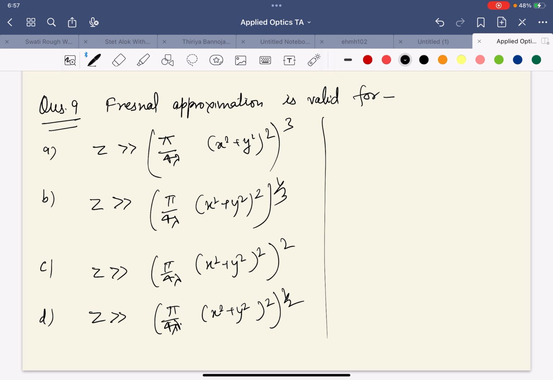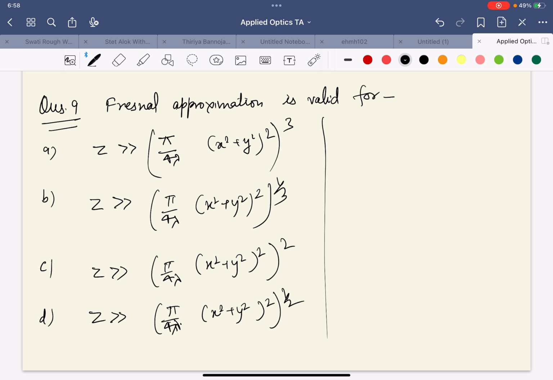So what is the Fresnel approximation? The Fresnel approximation is a simplification used in wave optics, particularly in analyzing wave propagation, diffraction and interference phenomena. It is particularly useful when dealing with wavefronts and the effects of apertures and obstacles on wave propagation. It is valid under specific conditions, which include the geometrical scale, curvature of wavefront and diffraction region.